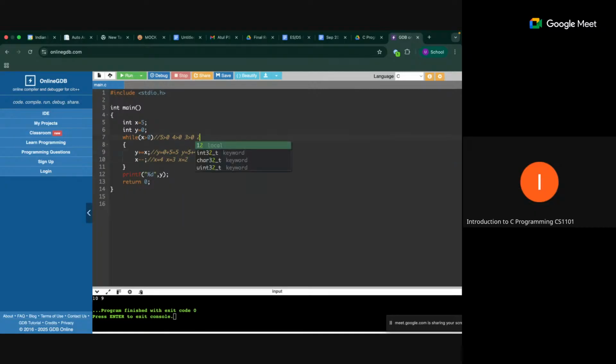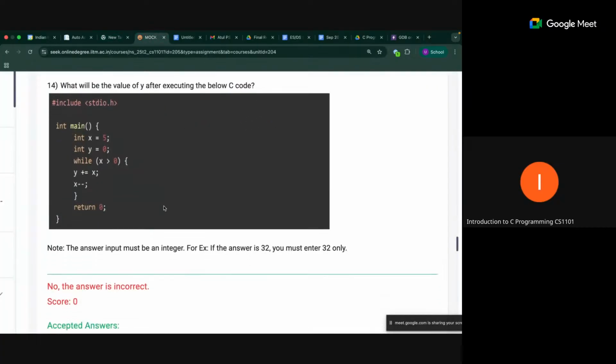Again it will check whether 2 is greater than 0. Yes. So y is equal to 12 plus 2, 14. x becomes 1 and it will check is 1 greater than 0. Yes. So 14 plus 1 it becomes 15. Then x becomes 0. It will check, is 0 greater than 0? No. The condition fails. It is not greater than 0. So what will be the y value? Nothing but the addition of all the values. 15. So here the answer will be 15.